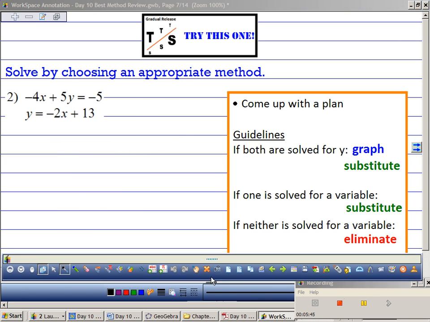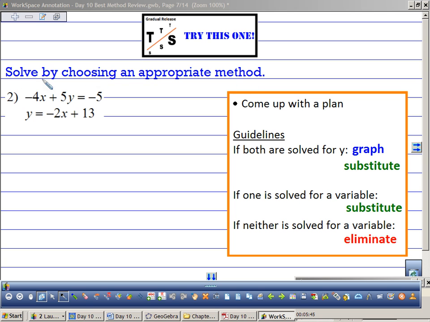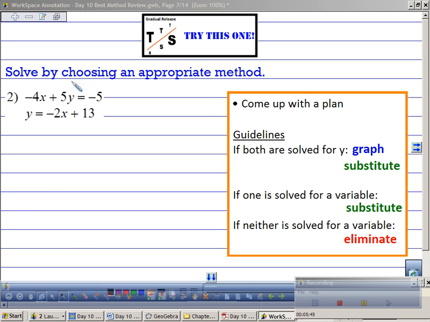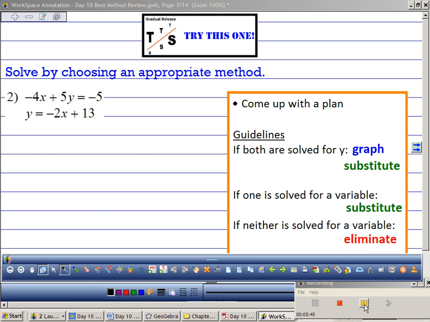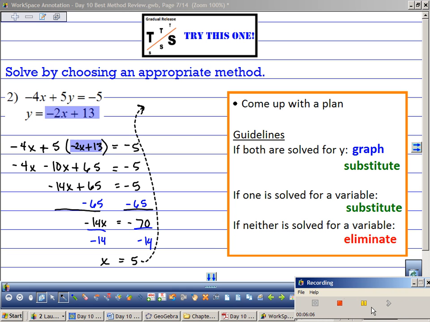All right, let's look at the next one. Solve by choosing an appropriate method. So you guys come up with it. How would you solve this one? How would you solve it, guys? Class, at the count of 3. 1, 2, 3. Thank you. Go ahead and get that done, and I'll show you what I get in a second.